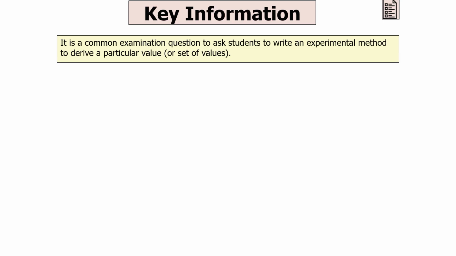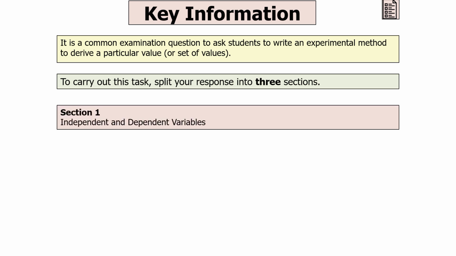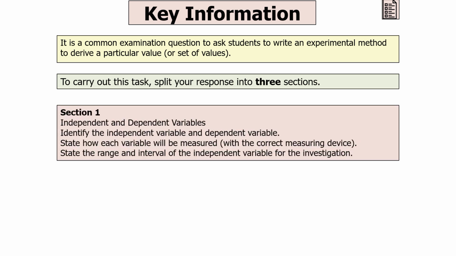set of values. So to carry out this task you need to split your response into three sections. Section 1 is looking at independent and dependent variables. So identify the independent and dependent variable in your investigation. State how each variable will be measured with the correct measuring device, and then state the range and the interval of the independent variable for the investigation.